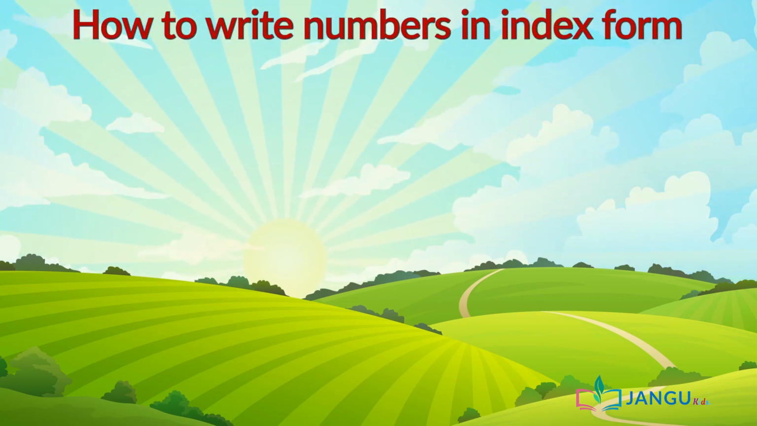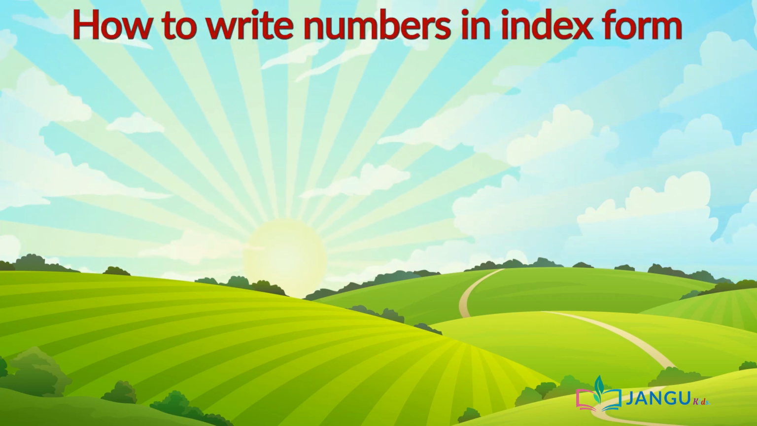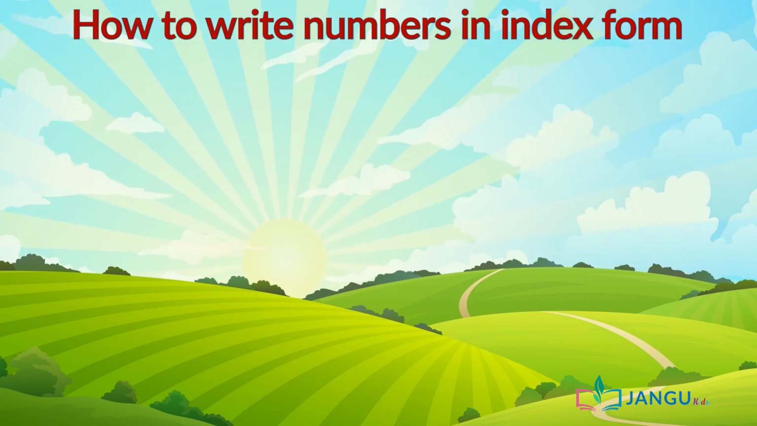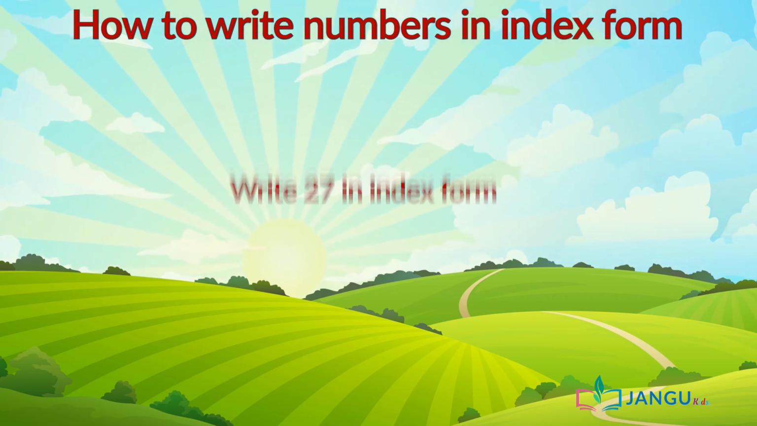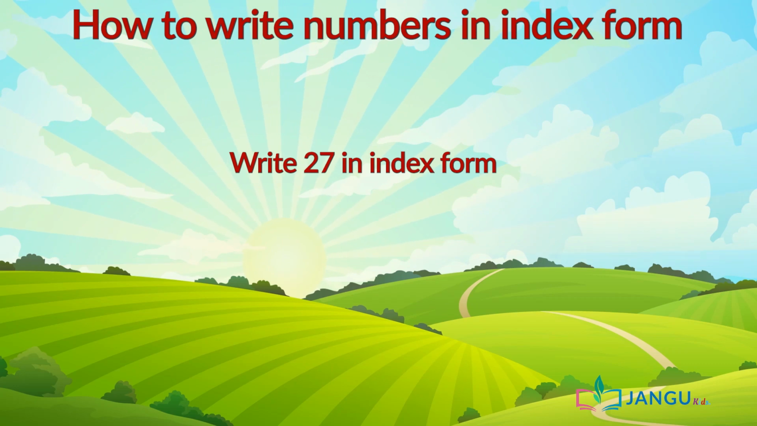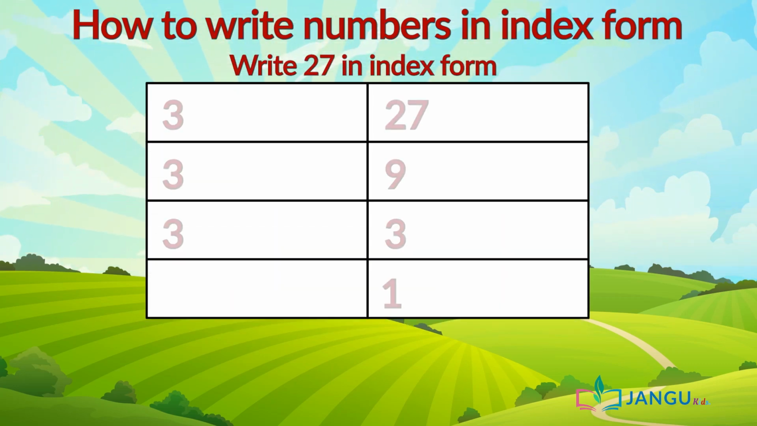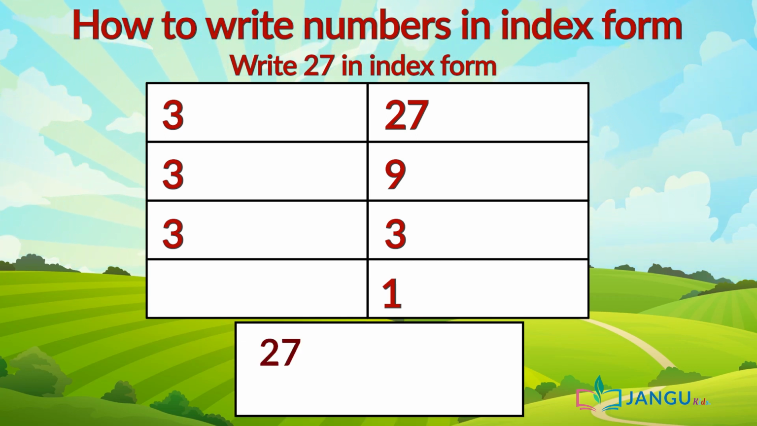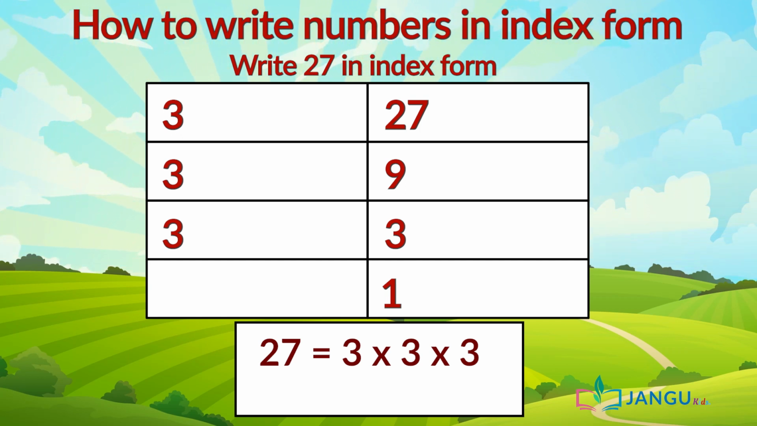To write a number in index form, the number must first be written as a product of its prime factors. Now let's write the number 27 in index form. Using the factorization we learnt in previous classes, we can see that 27 equals 3 times 3 times 3. In index form, 27 is equal to 3 multiplied 3 times, which is 3 cubed.